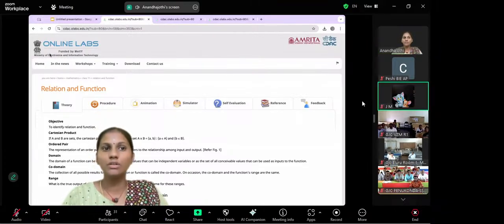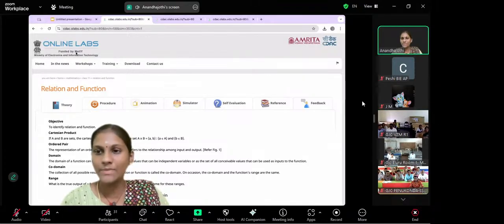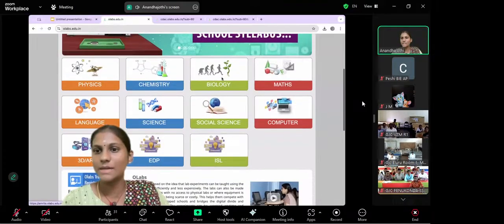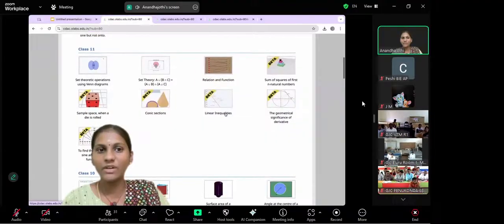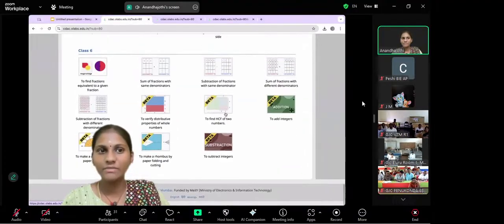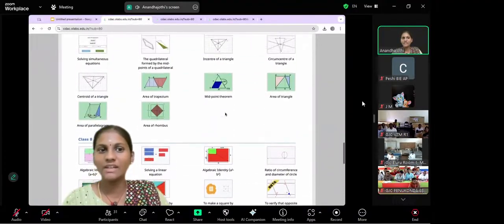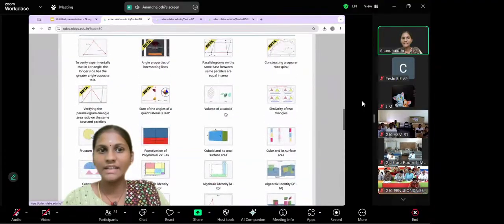Yes, ma'am. The simulation I take for relation and function is from OLabs, online labs from the Ministry of Electronics and Information Technology. In the home page, we can see all the subjects. When we click maths, it will contain simulations for every class, from 6th, 7th, 8th, 9th, 10th, and 11th.